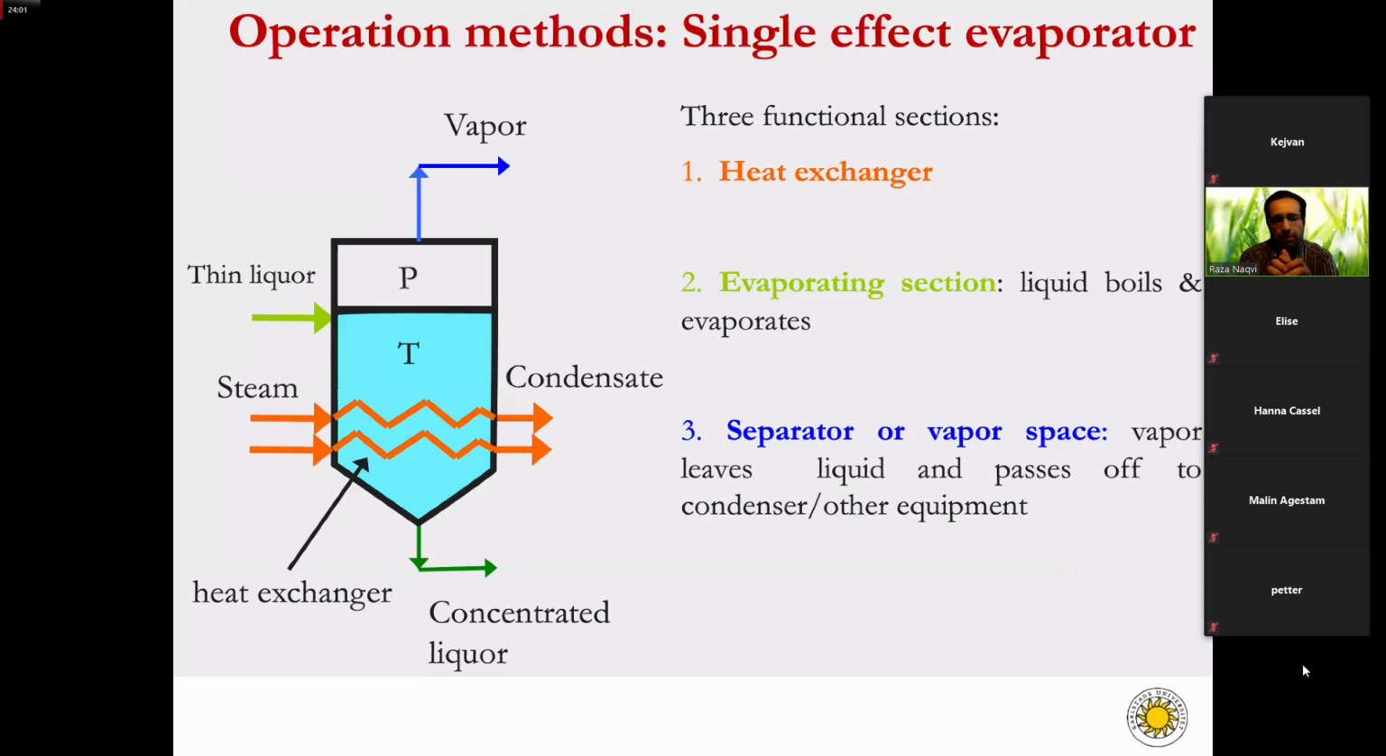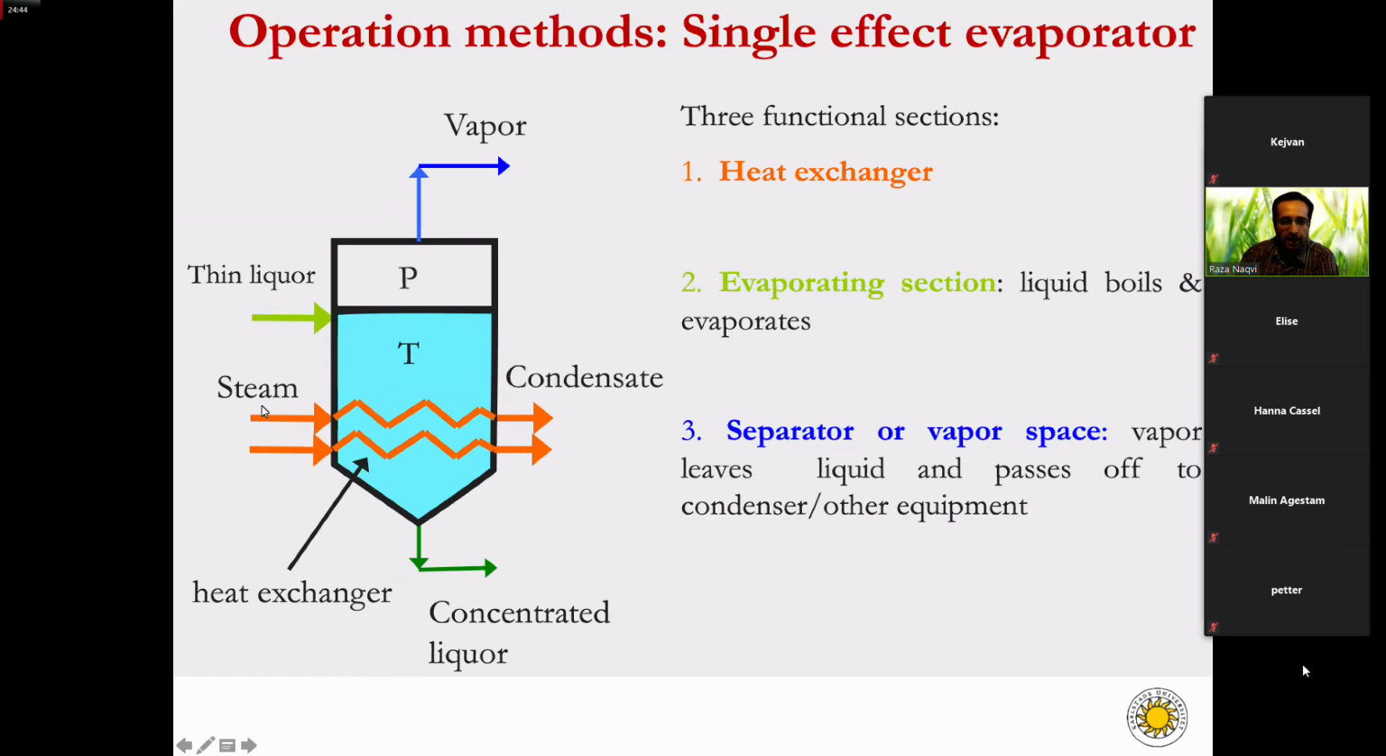Now I will talk very briefly about the operation methods, like single effect evaporators. In single effect evaporators, if you look at the overall construction, you fill your material with the solution, and normally we feed a liquid which is called thin liquor. Thin liquor is a liquid which contains a high content of water and a low content of the solute. And normally we provide steam as the heating media in order to increase the temperature of the thin liquor. After the evaporation takes place, the water or the liquid vaporizes and it is taken out in the vapor space, and the concentrated liquid is taken from the bottom and it is called concentrated liquor, right?